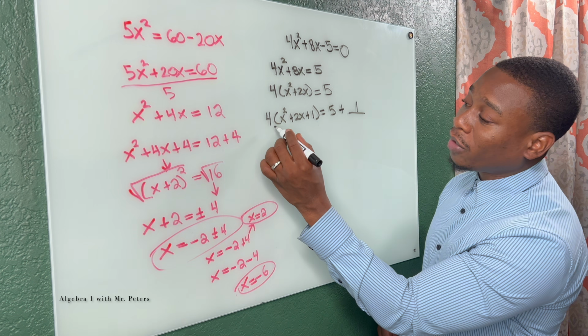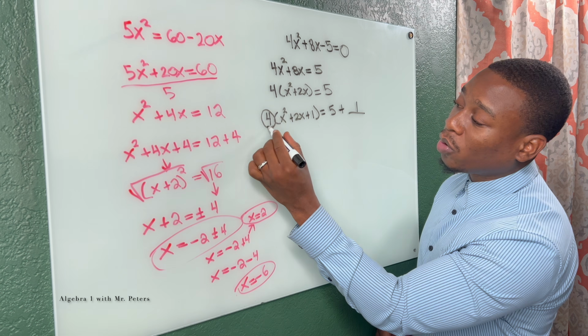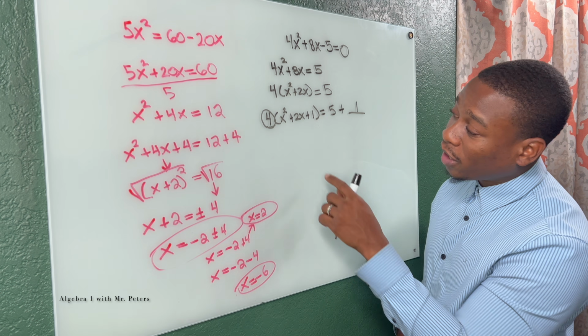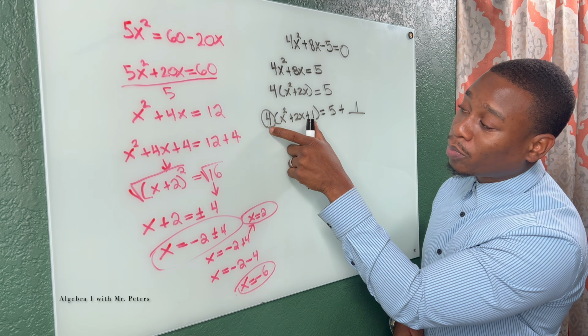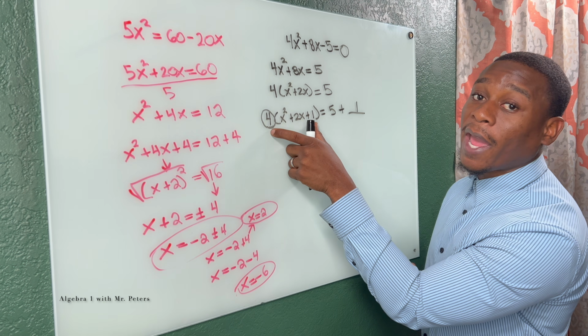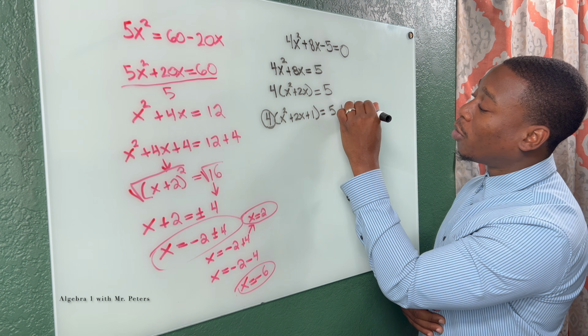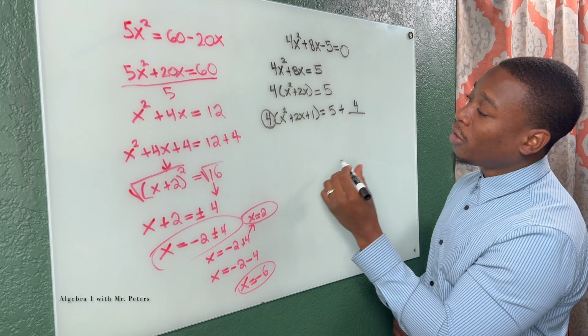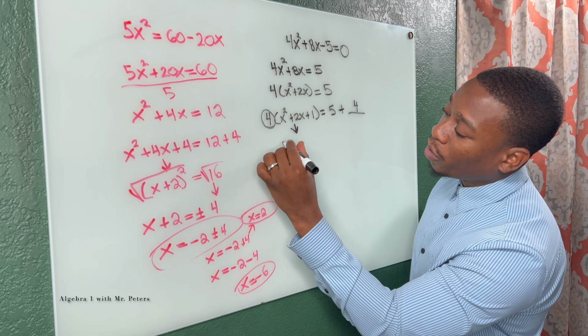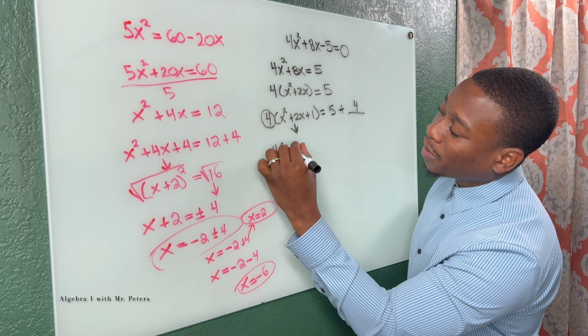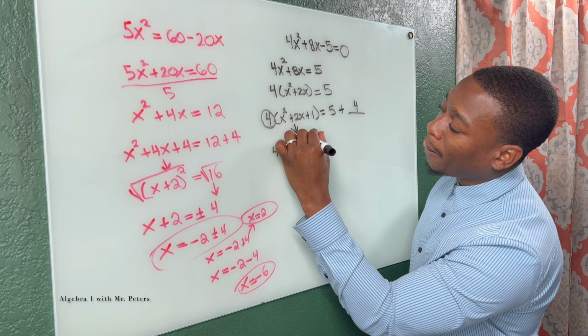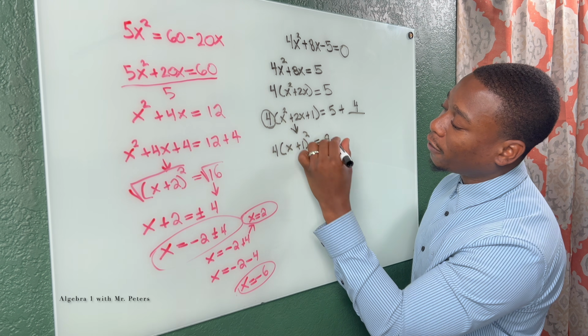Why? Because you have to take into account that we're going to distribute this 4. So yes, we added 1 here, but when we multiply, it's actually a 4 that we added. So this is what we need to add to both sides, right? So we break this down to its binomial. 4 times x plus 1 squared is equal to 9.